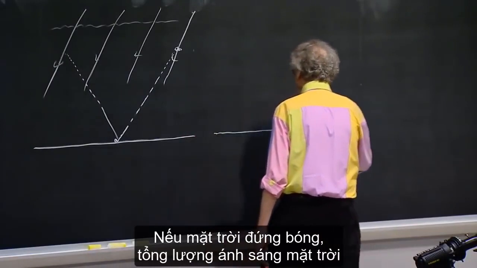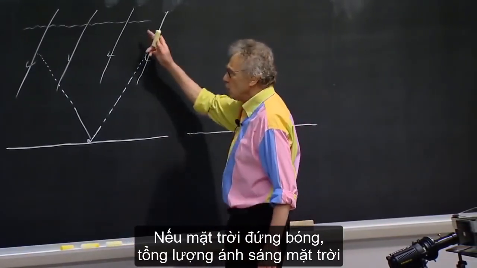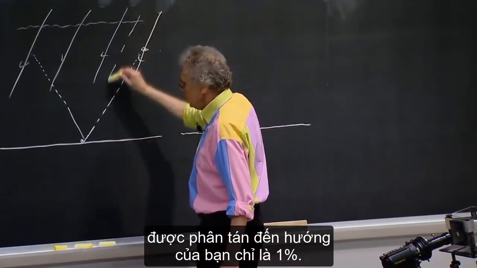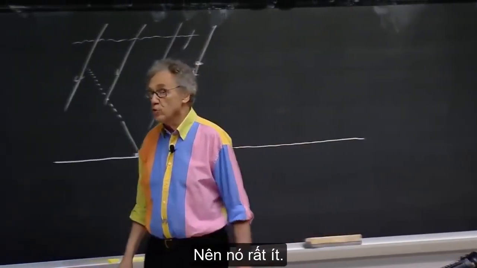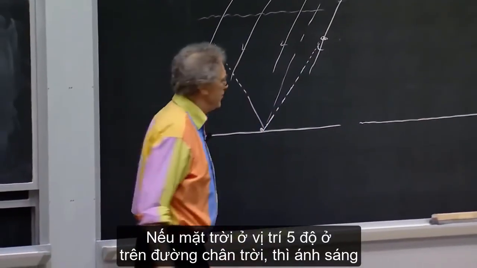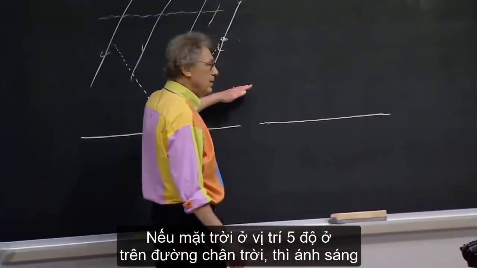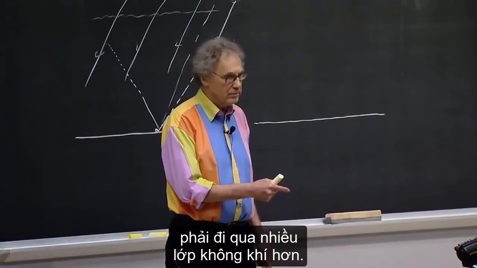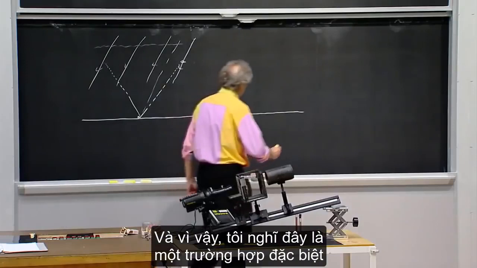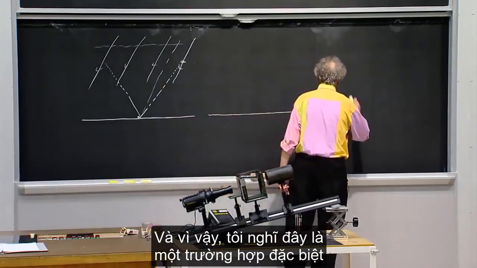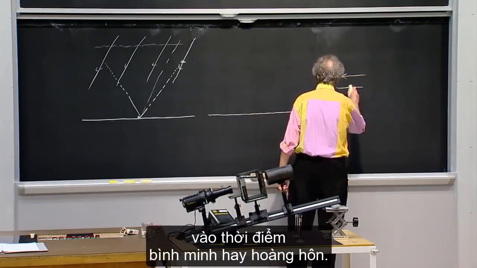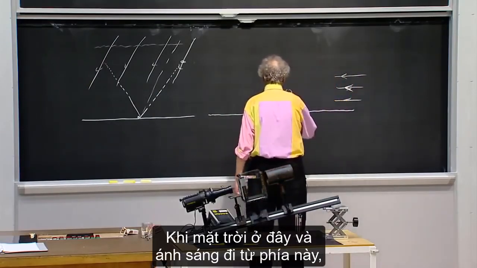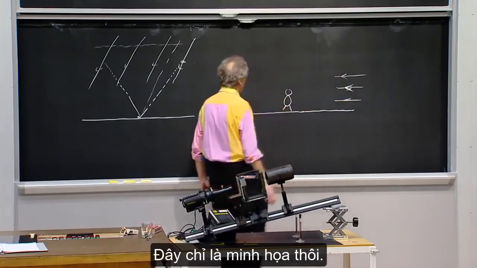If the sun is high in the sky, the total amount of sunlight that is scattered in your direction is only 1%, so it's very little. If the sun is 5 degrees above the horizon, then the sunlight has to travel through a lot more atmosphere. And so I take here a situation which is extreme, when we have sunrise or sunset. So the sun is there and the light comes from this side and you are standing here. This is not to scale.